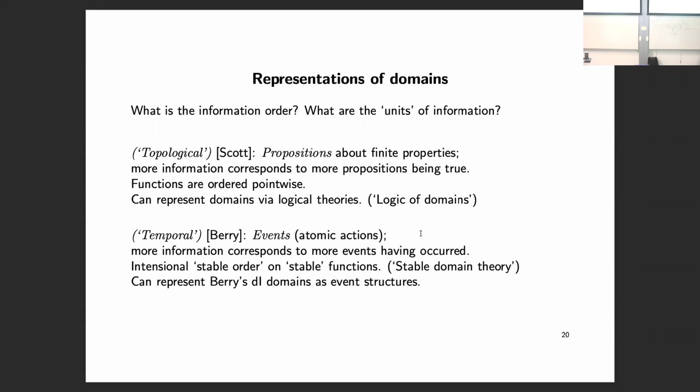Berry proceeded axiomatically in developing his domain theory, and he axiomatized these domains called DI domains, which are exactly the domains of configurations of an event structure. Now, what the D stands for is distributive. So you have a notion of distributivity between an intersection and a union on configurations. Okay, and the I means inductive.